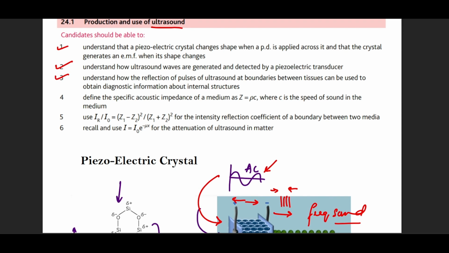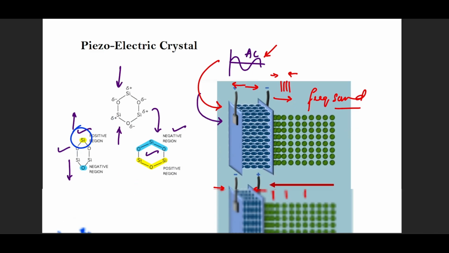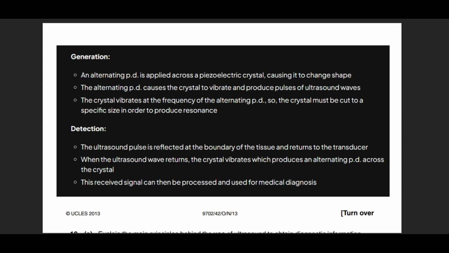But point number 4 is where this mathematical aspect starts from. Now let's try to understand these equations. You can take a screenshot of this image. What the examiner is going to do is going to ask you about these two things: how ultrasounds are generated and how they are detected.